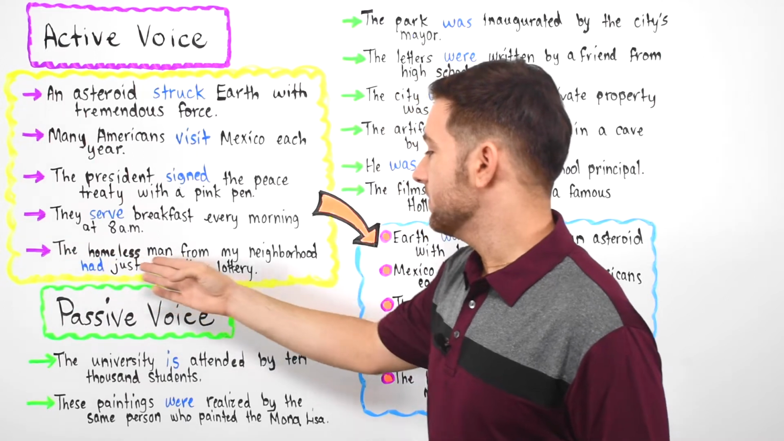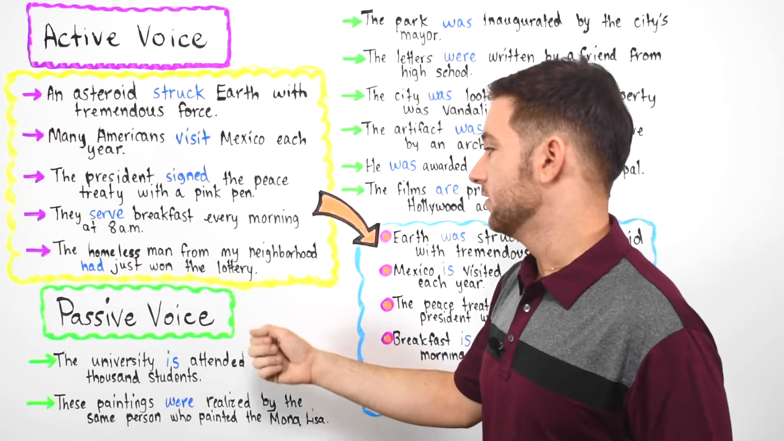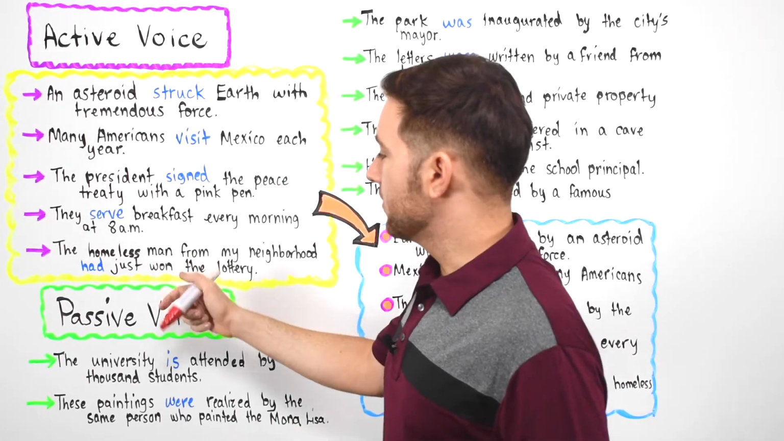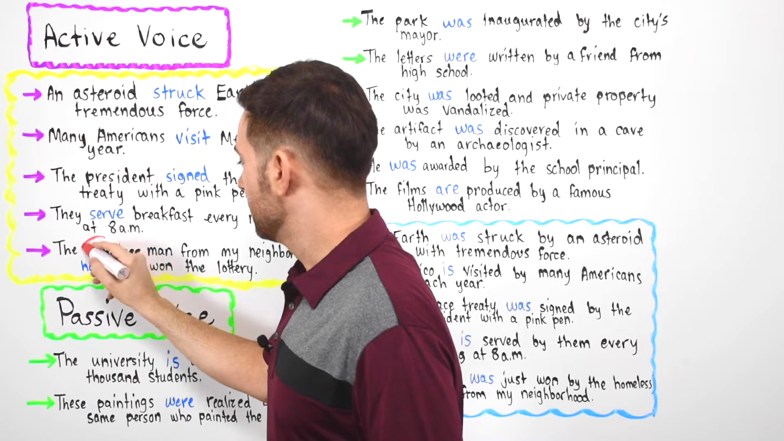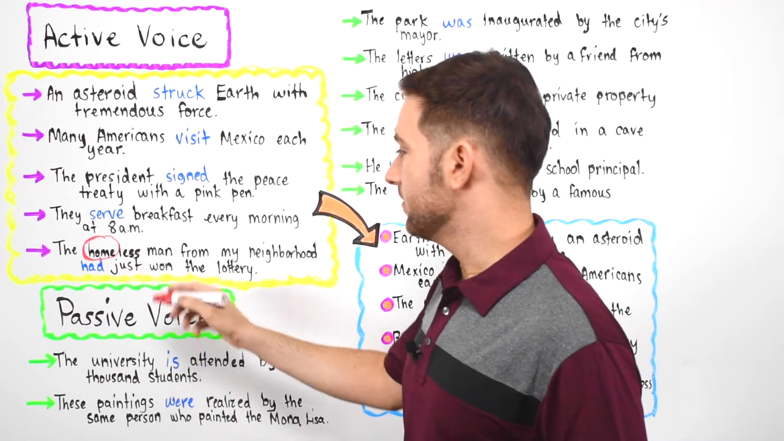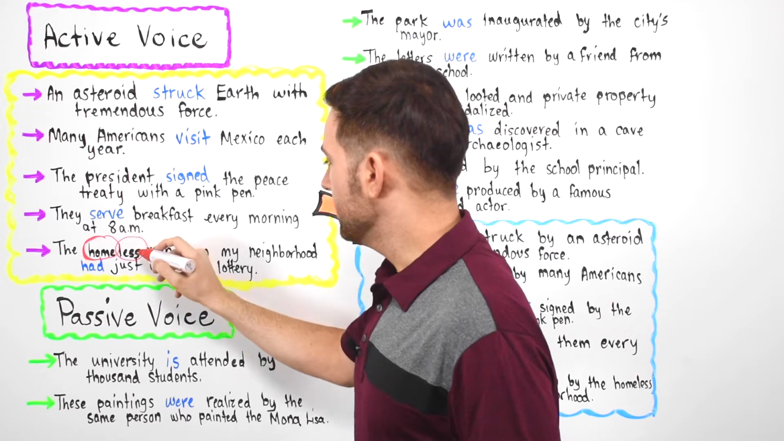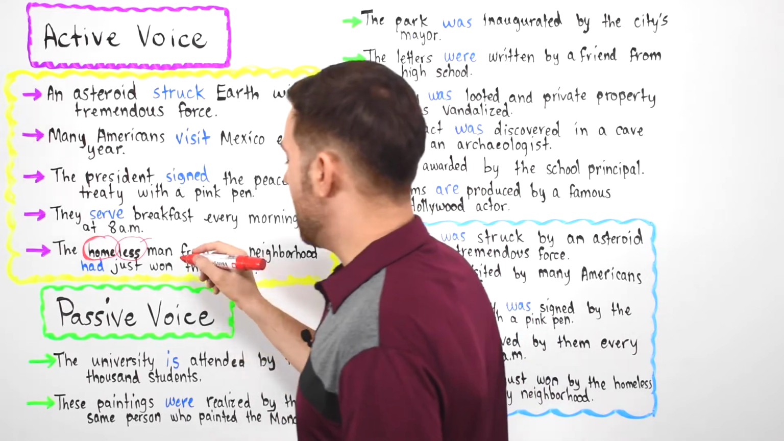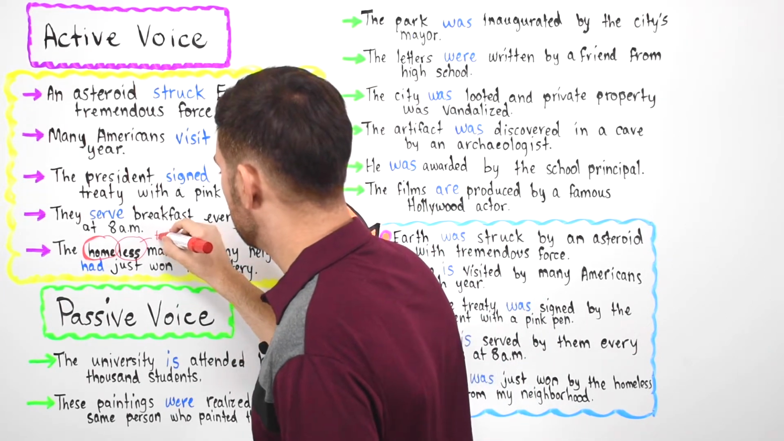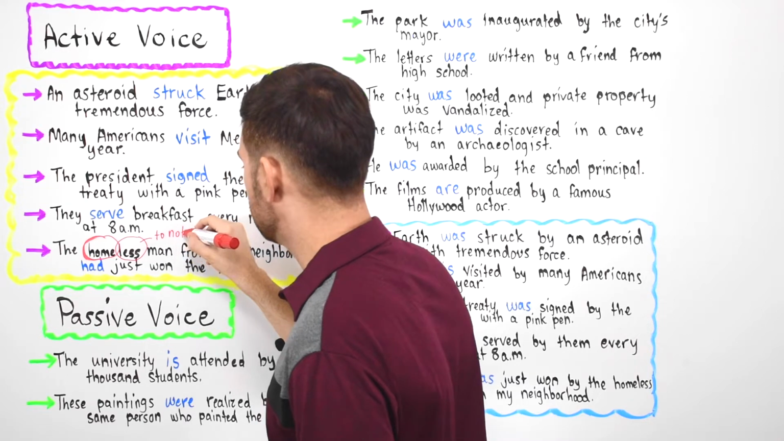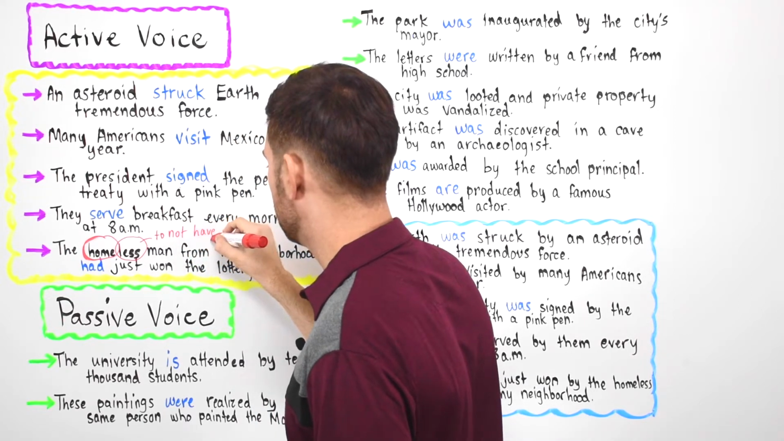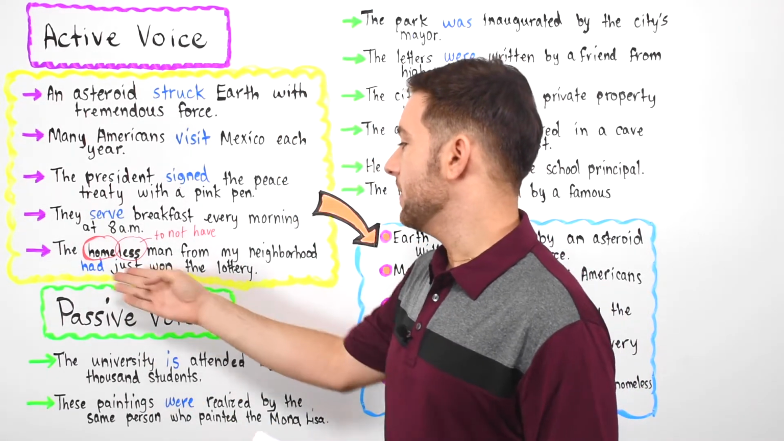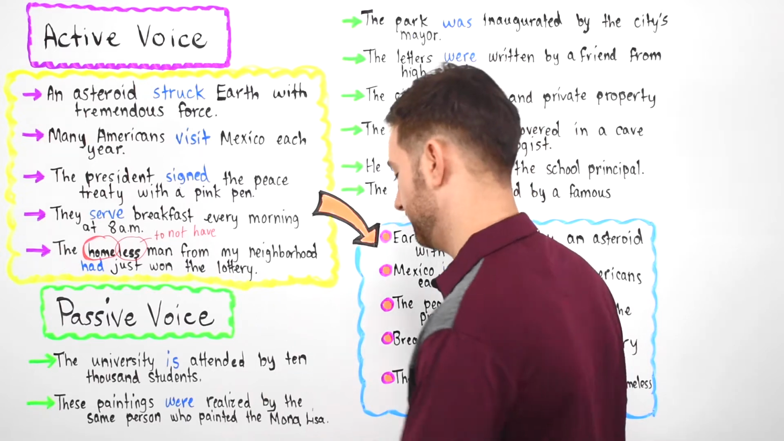Finally, we have: the homeless man from my neighborhood had just won the lottery. Okay, the homeless man, this one's interesting. This is somebody without a home. You can see we have two words here. The first one is home. It's where you live. The second one, less, is oftentimes a suffix that we add to words, which means to not have. Okay, so to not have a home. So we have the homeless man, a man who does not have a home.